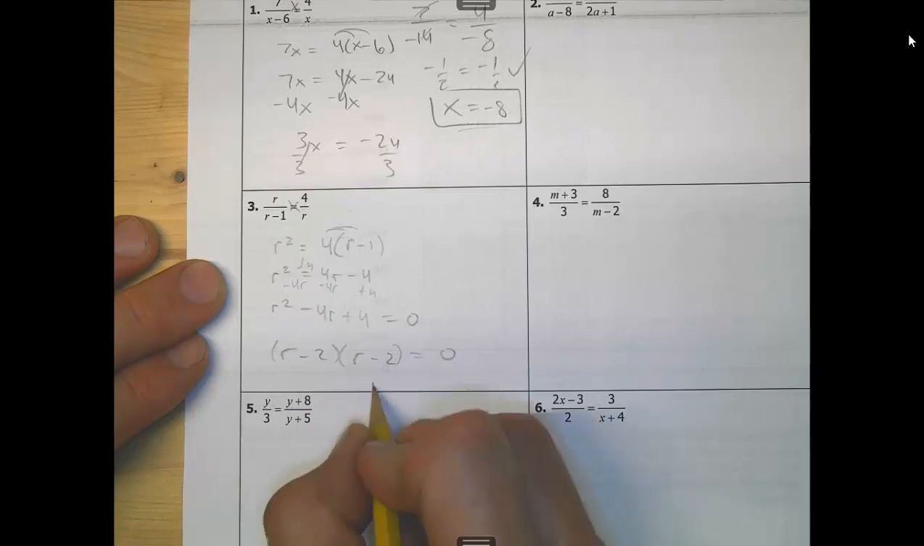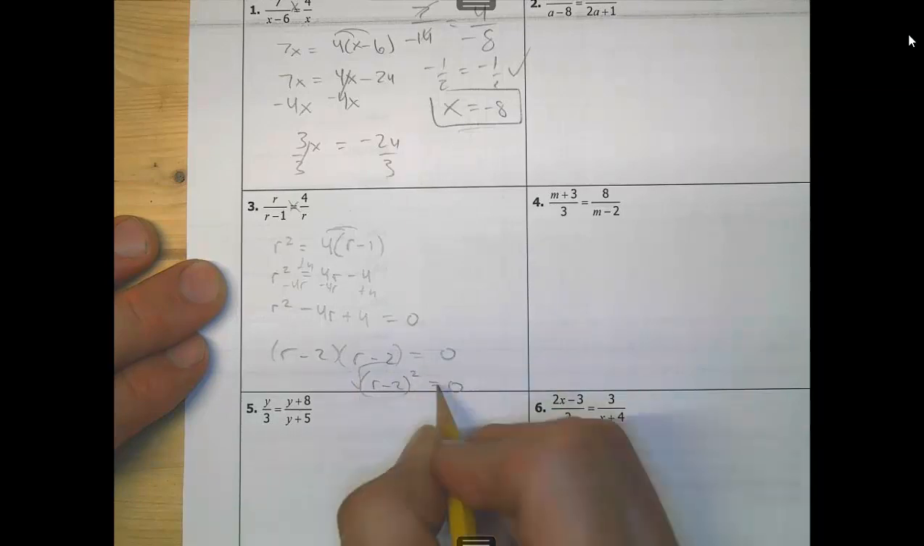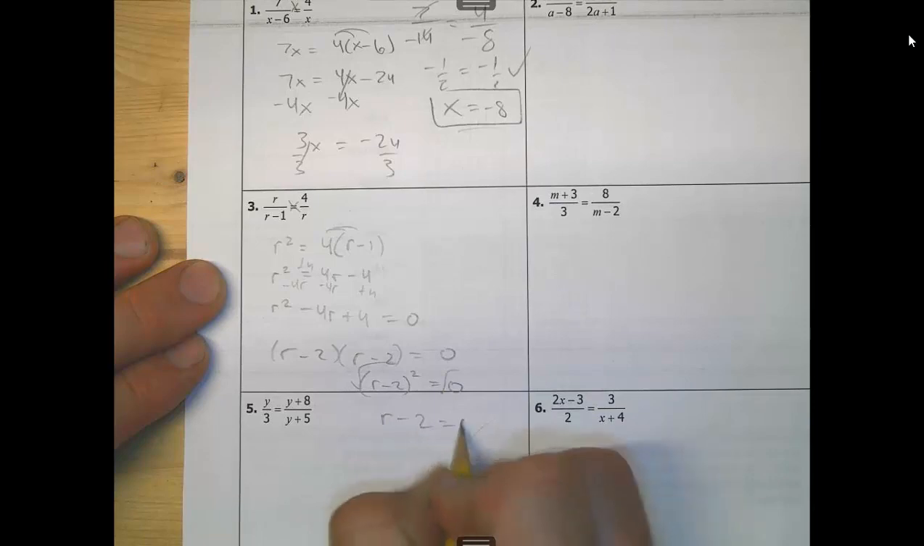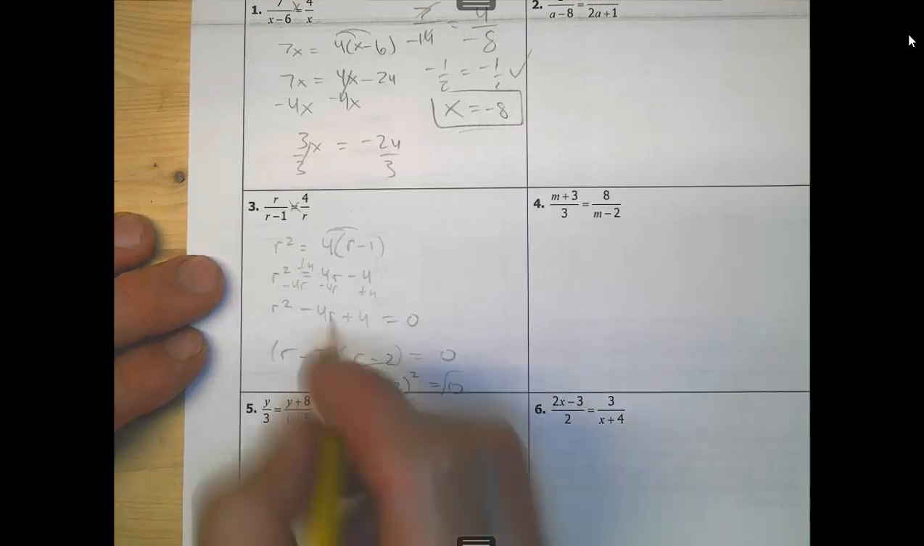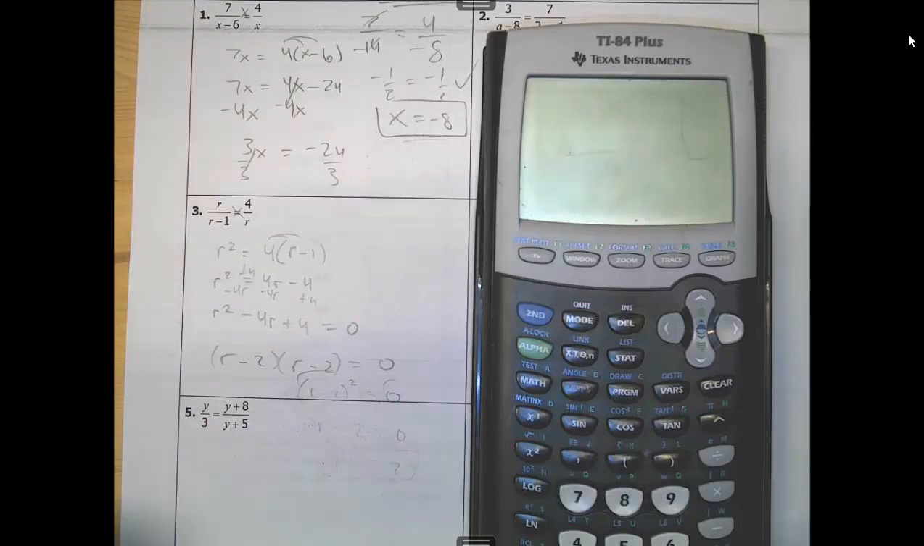And basically we can make that r minus 2 squared. And if you square root both sides, if that helps, you get r minus 2 equals 0 basically. Add 2 to both sides, r equals 2. That's the right answer. You can check it. It does work. Make sure you are checking these. We can also check these in the calculator.